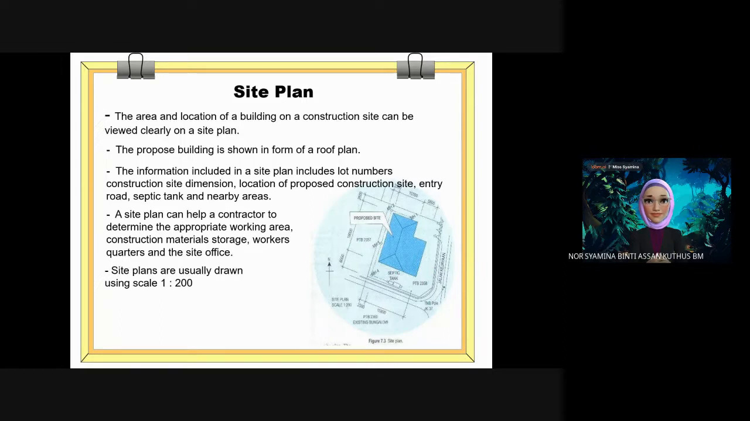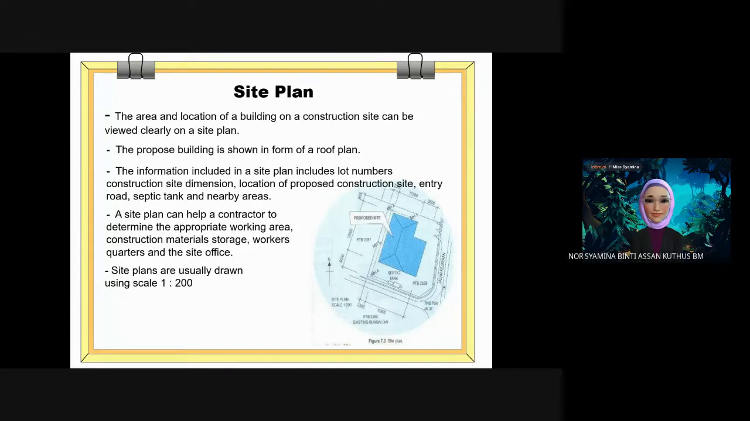And information that are included in your site plan includes your lot numbers, construction site dimension. So in this part, dia akan include dimension and also the location of our construction site, the entry road, dekat mana kita nak letak dia punya septic tank, sewerage dia dekat mana, and juga dia punya nearby area. So site plan actually will help a contractor to determine the appropriate working area untuk dia decide, okay, this is the part we're going to do our construction.